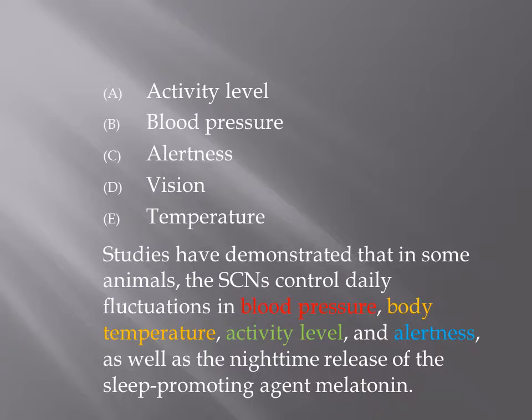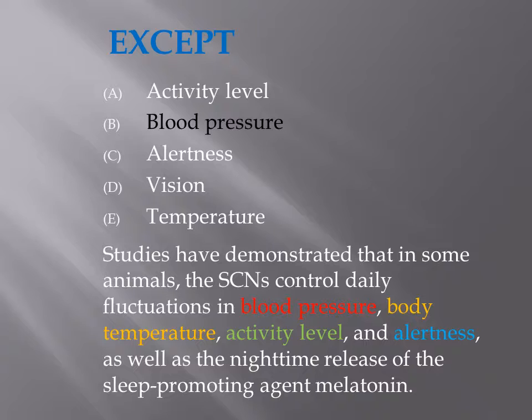The sentence specifically that we're going to look at is: studies have demonstrated that in some animals, the SCNs control daily fluctuations in blood pressure, body temperature, activity level, and alertness, as well as the nighttime release of the sleep-promoting agent melatonin. So they're all right there. If you remember, the big word in our question was except. The SCNs control all of these body activities except what? So we're looking for the one that's not mentioned.